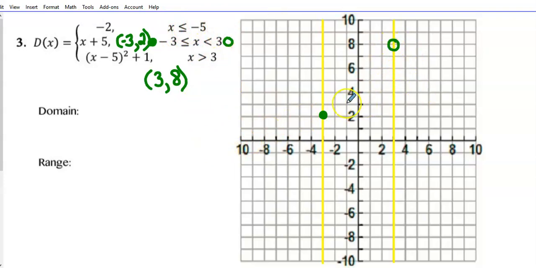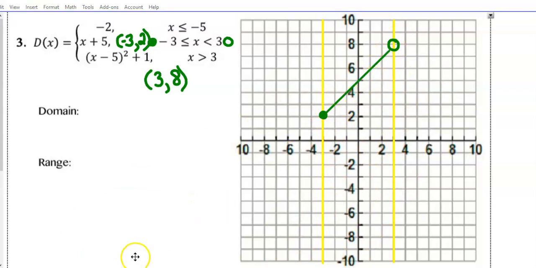And so I've got my 2 points here. I could graph, you know, I could go 1, 1, 1, 1, whatever, I don't care. I just need to join these 2 points. So this is what it looks like after I join the 2 points. All right, so let's look at the top section.